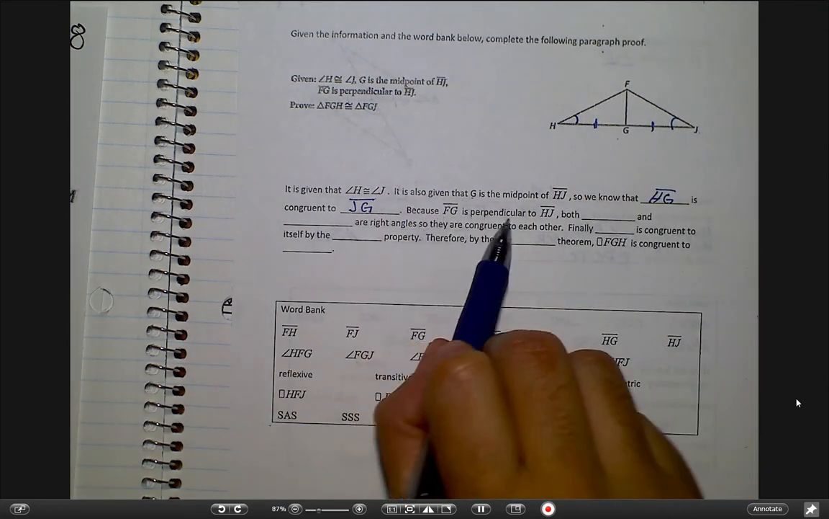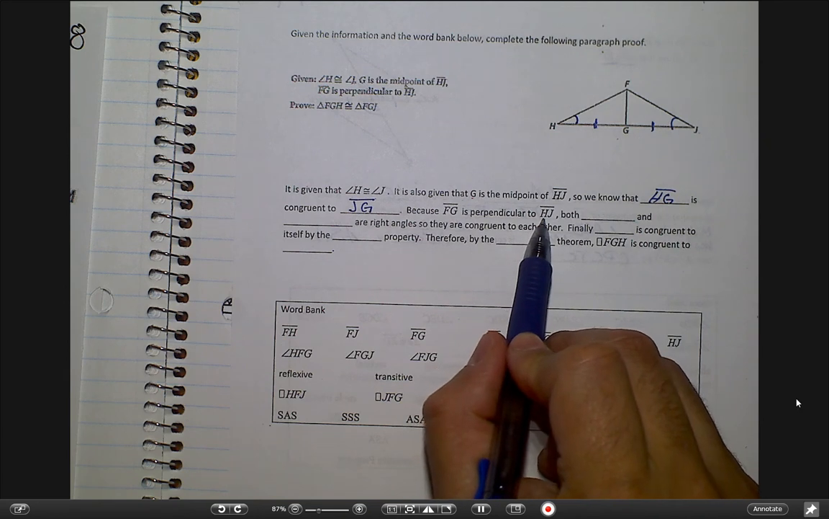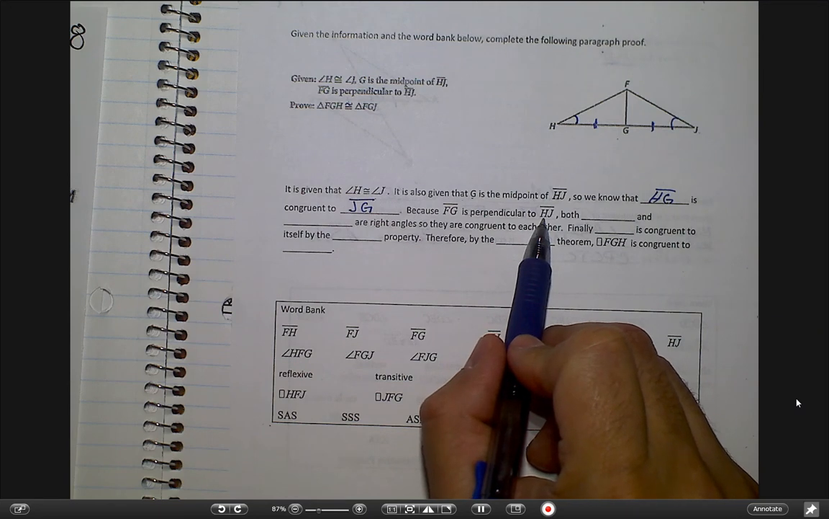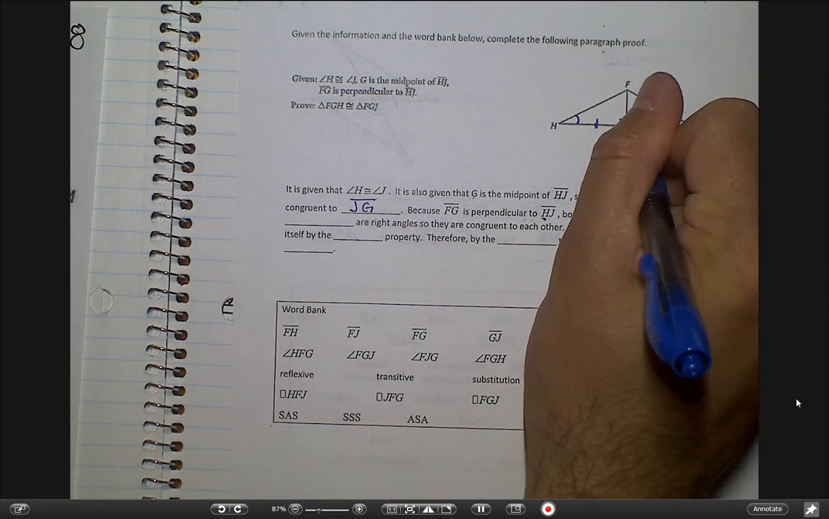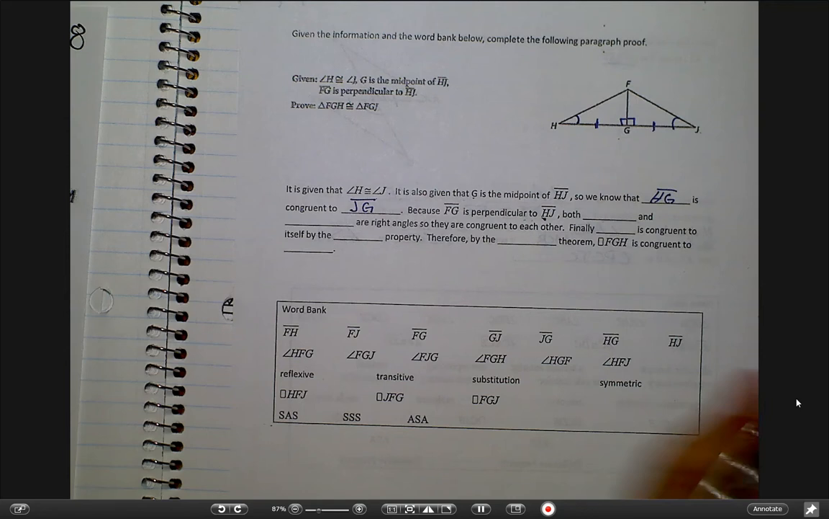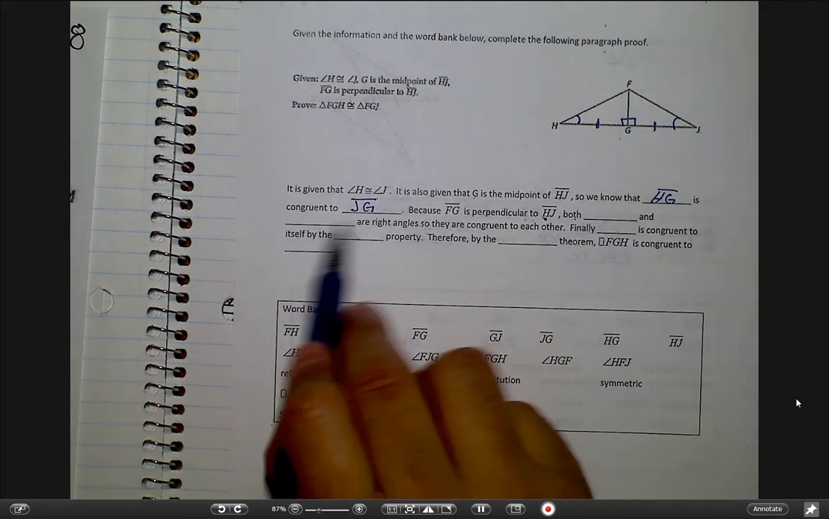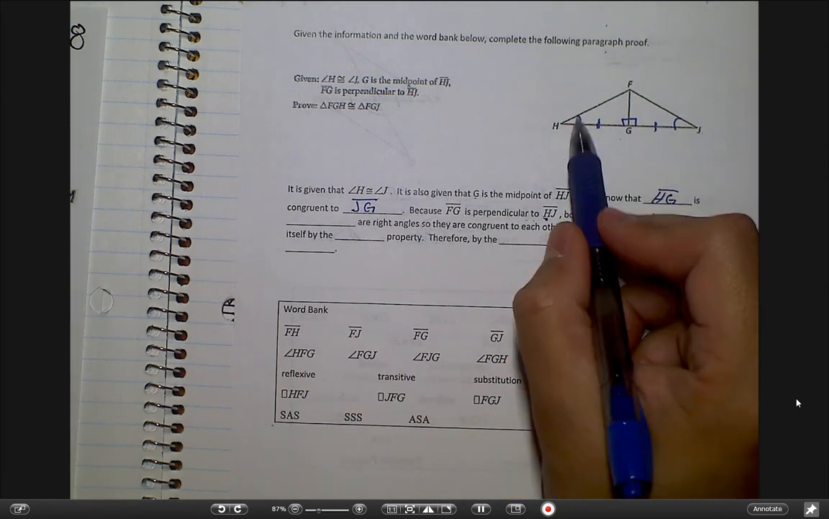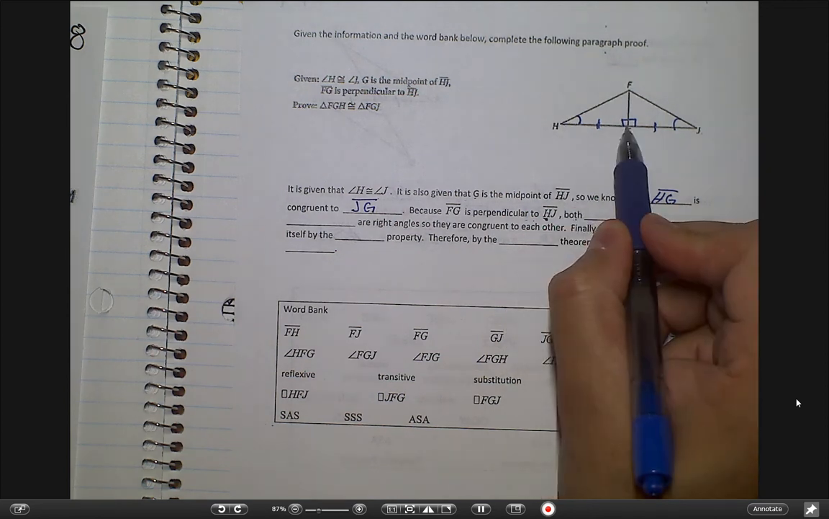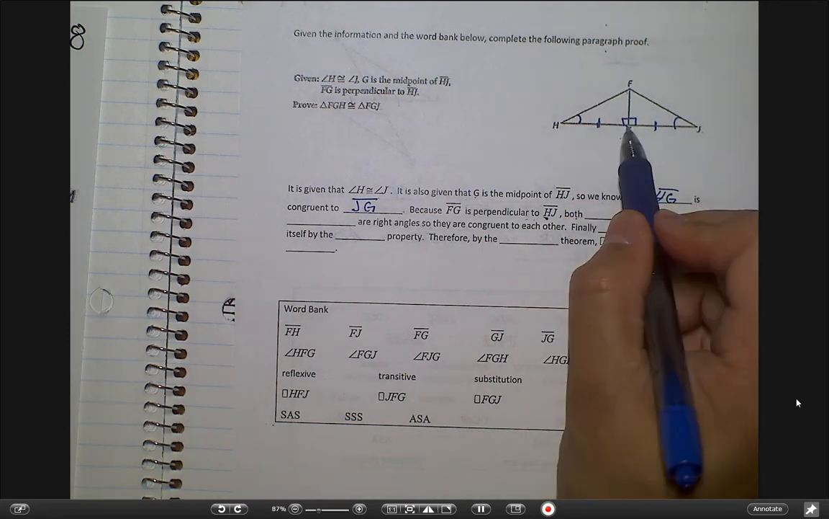Okay, because FG is perpendicular to HJ. What does perpendicular mean? Then it touches, right? It touches, but in what way? Makes a 90. Very good. Perpendicular means a 90-degree angle, so I'm going to have a 90-degree angle here and here. So both, it says right here, both blank and blank are right angles. So what would I say for my first blank? H, G, F, right? Because it's angle G between H and F. So HGF.